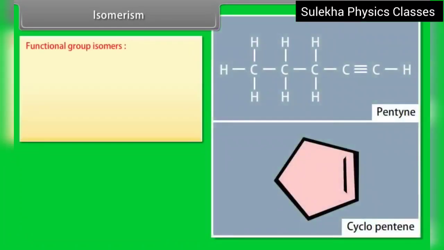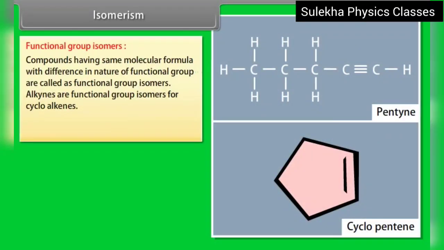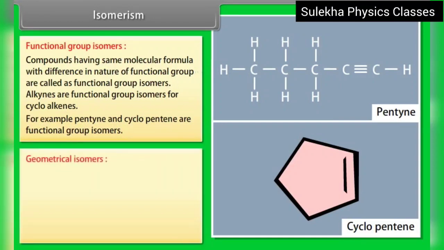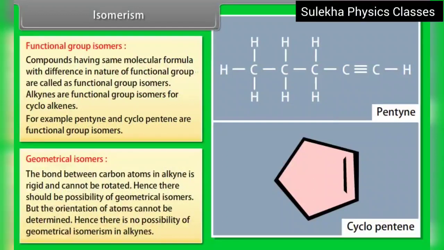Functional group isomers. Compounds having the same molecular formula with difference in nature of functional group are called functional group isomers. Alkynes are functional group isomers for cycloalkenes. For example, pentyne and cyclopentene are functional group isomers. Geometrical isomers. The bond between carbon atoms in alkyne is rigid and cannot be rotated. Hence, there should be a possibility of geometrical isomers. But the orientation of atoms cannot be determined. Hence, there is no possibility of geometrical isomerism in alkynes.